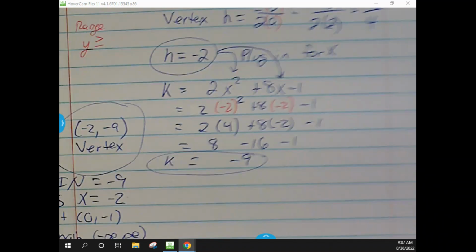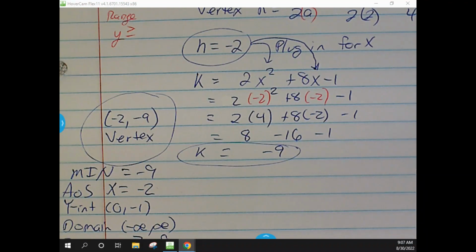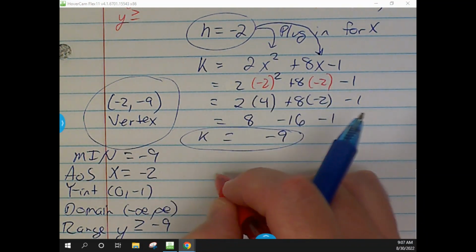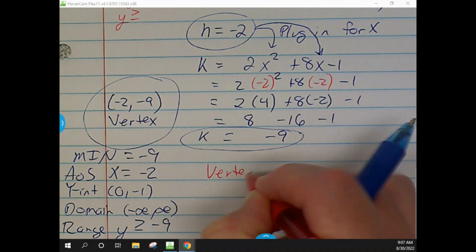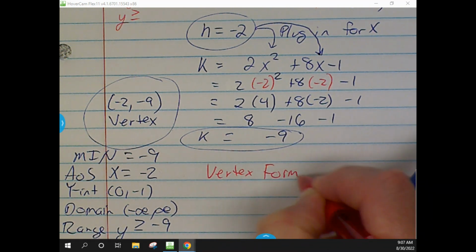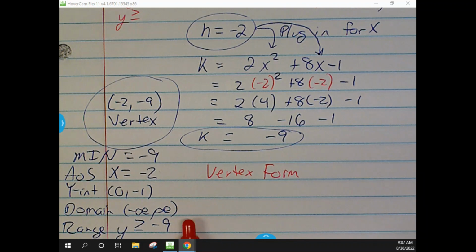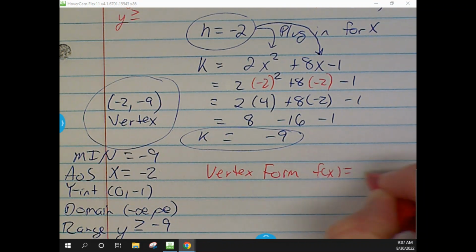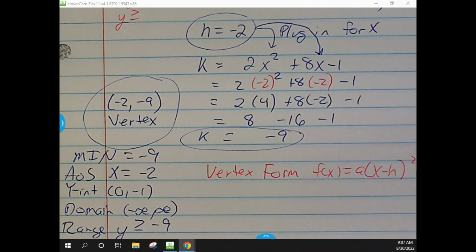Okay, one other thing before we graph. We've got to have this equation in what they call graphing or vertex form. So to do that one, all we're going to do, again, that was what we did yesterday. That was f of x equals a times x minus h squared plus k.